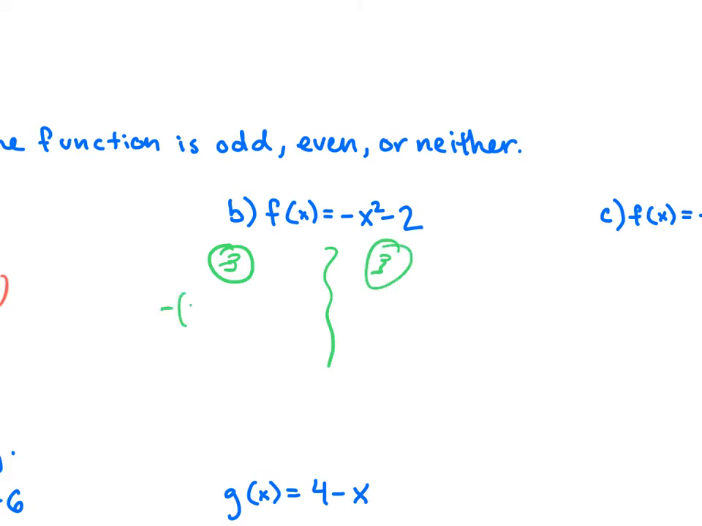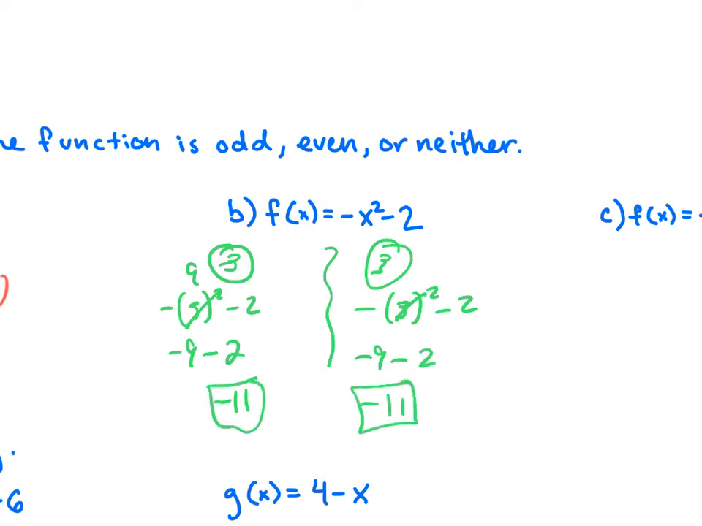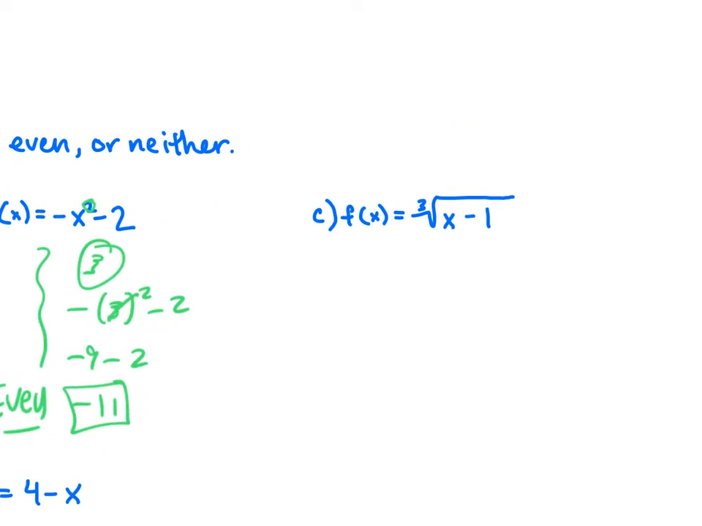So I have -3 squared minus 2. So 9, -9 minus 2 is -11. Now I'm going to say +3 squared minus 2. So I get 9, 9 minus 2 is -11. These answers are the same. My exponent is an even number, so this is an even function.